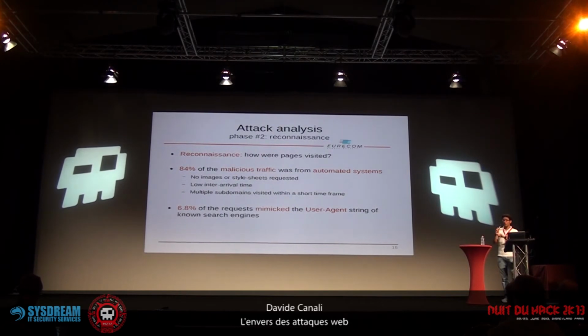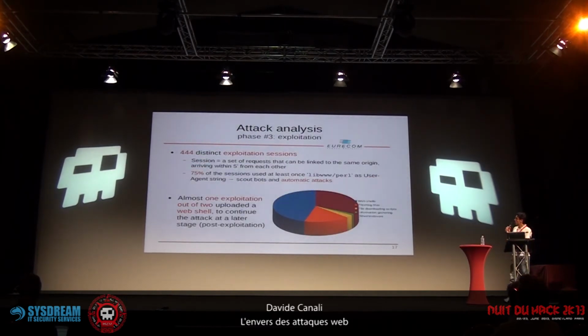Especially, these systems have a very low inter-arrival time, so they perform multiple requests per second, and that cannot be a normal user. Sometimes they also visit multiple subdomains within a very short time frame, which is very typical for crawling systems. We also found that in this case, almost 77% of the requests mimicked the user agent string of known search engines.